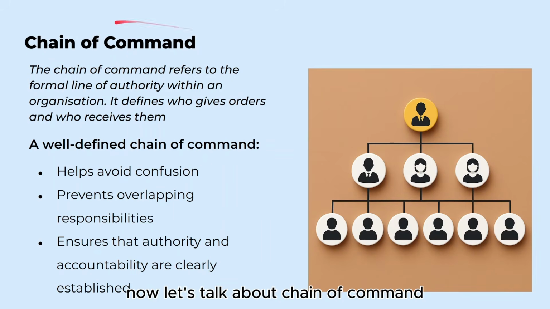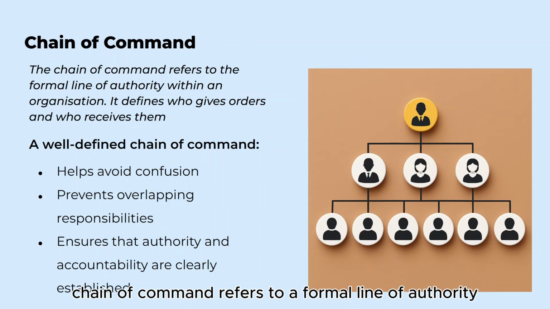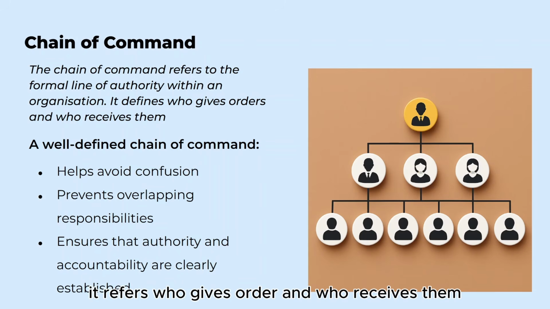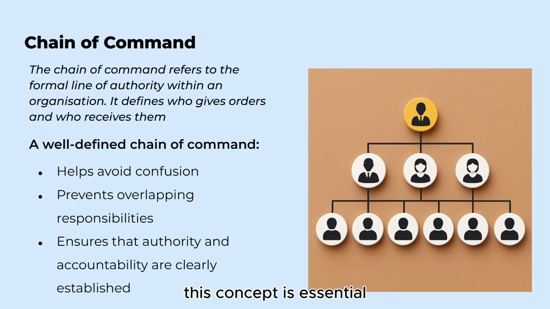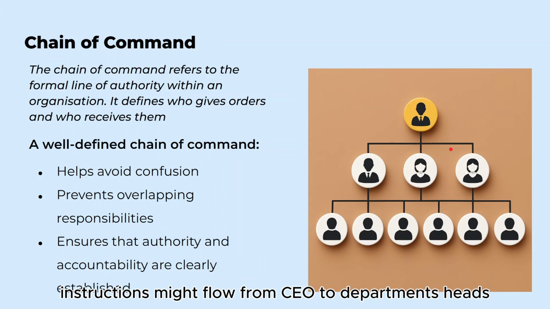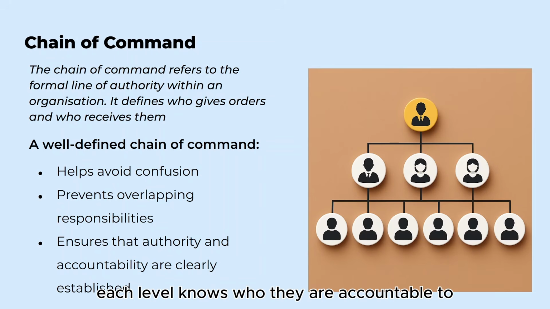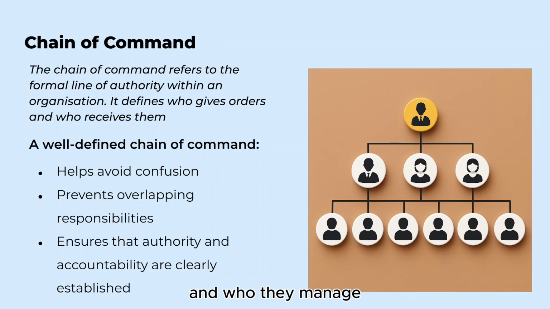Now let's talk about chain of command. Chain of command refers to a formal line of authority within an organization. It refers to who gives orders and who receives them. This concept is essential because it ensures accountability and clarity across all levels of the business. For example, in a structured company, instructions might flow from the CEO to department heads, then to supervisors, and finally to workers. Each level knows who they are accountable to and who they manage.